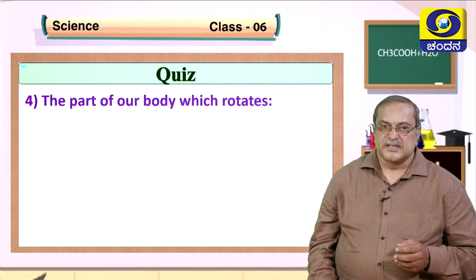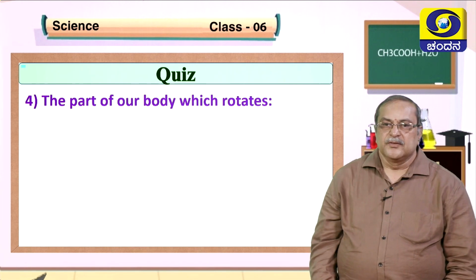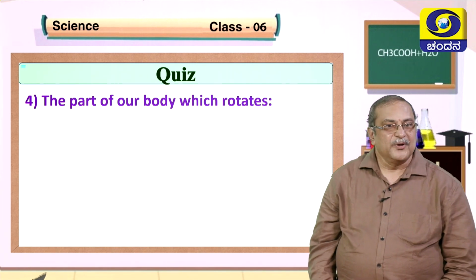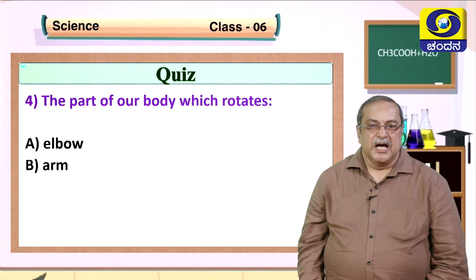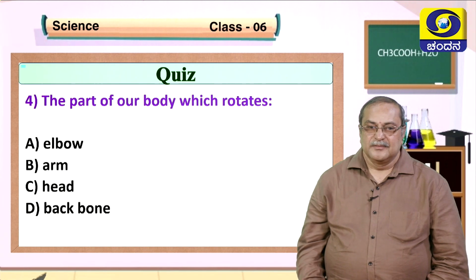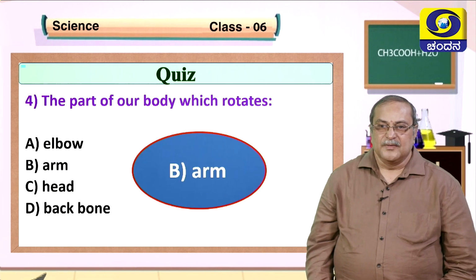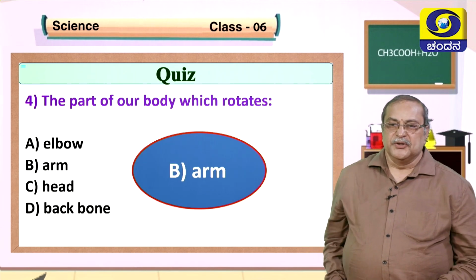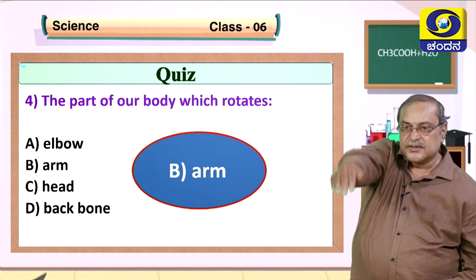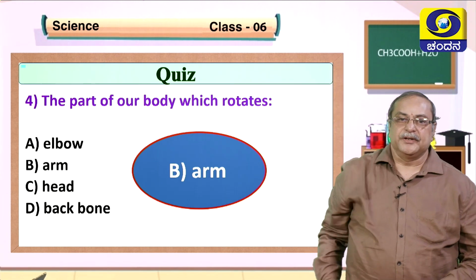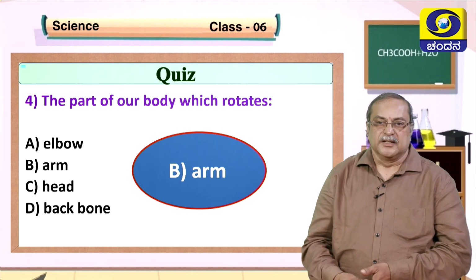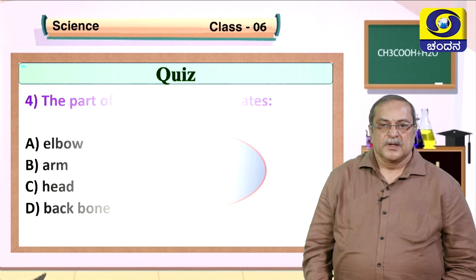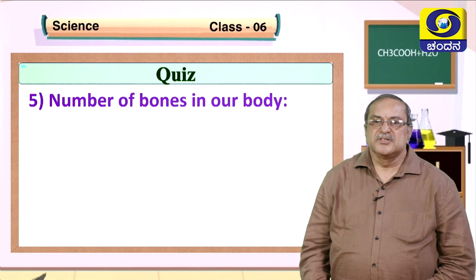Okay. Next point, the part of the body which rotates. Let us see: elbow, arm, head, backbone. So, think which will rotate. Arm can be rotated, no? You have seen in the video that we can turn our hand like this fully, one arm can be rotated. For bowling you think the back side will go and a full rotation can be done. So, the arm will rotate.